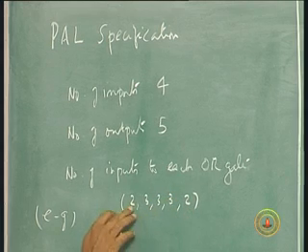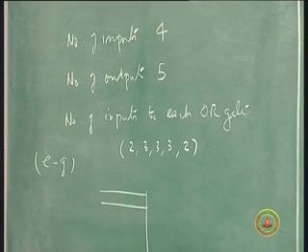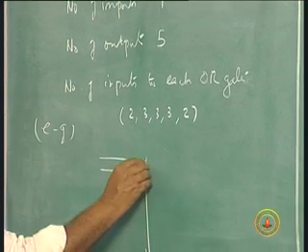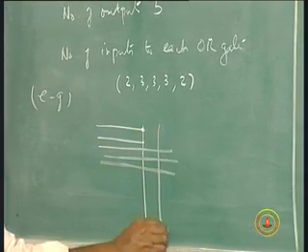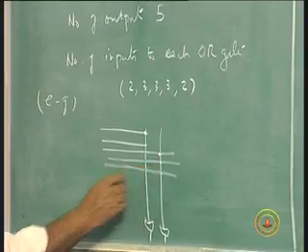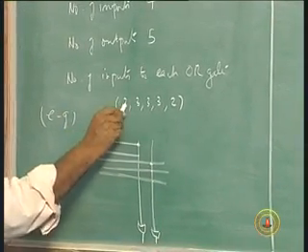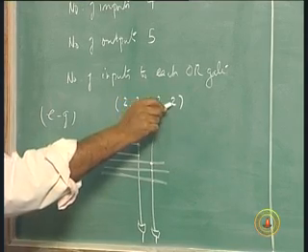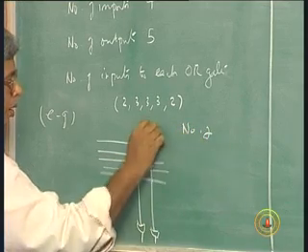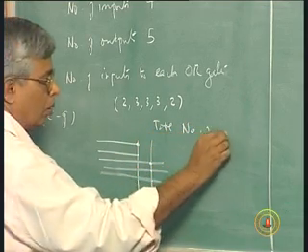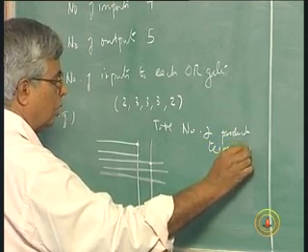That means I have 5 OR gates, first OR gate will have, so it is like this. Second one, and so forth, 3, 3, 2. Total number of product terms will be 2 plus 3 plus, this is what, 9 plus 4, right, 13. That means number of product terms is 13 in this case.